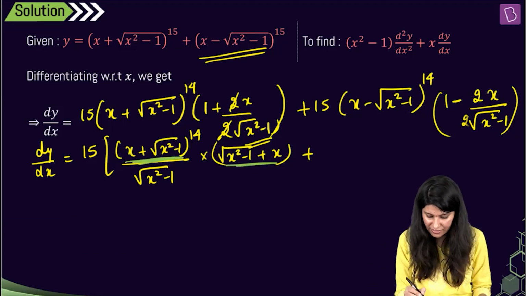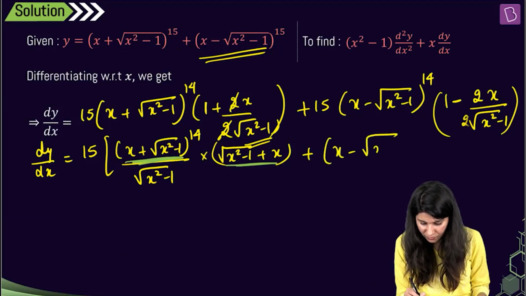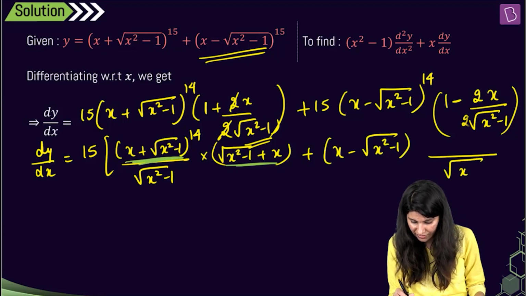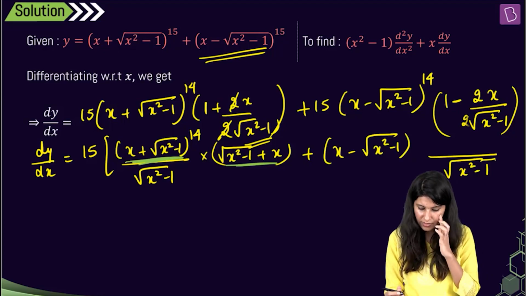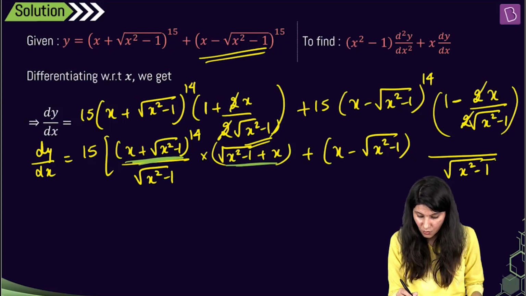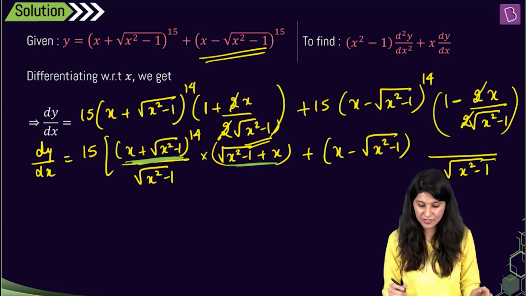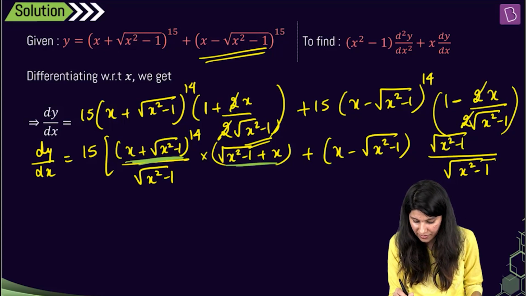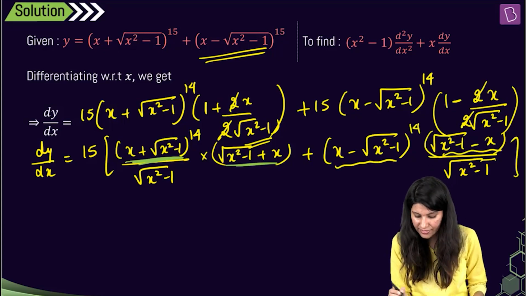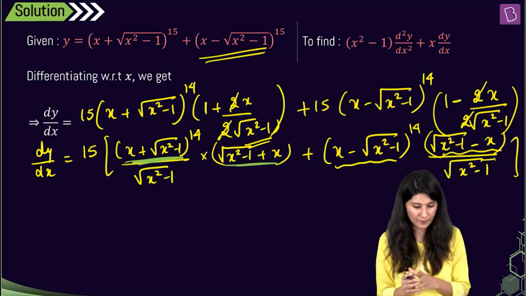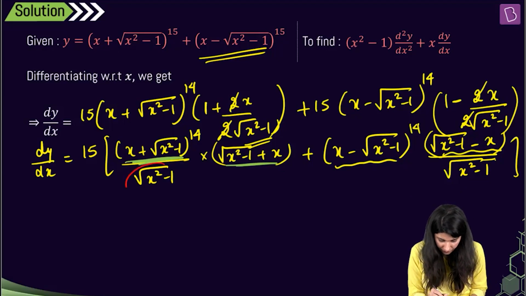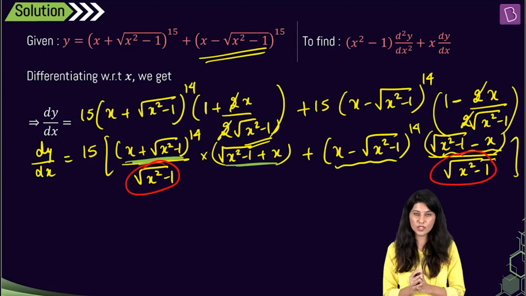Rearranging the next, 15 is anyway common. So x minus square root of x square minus 1. Then we have square root of x square minus 1. And then we have, okay, so 2 and 2 are gone. Okay, so this time we have a different thing. Square root of x square minus 1 minus x we have, and this is 14, right? So these two are not same, but we have opposite sign. Okay. So can you see that both the denominators are same? Right? Both the denominators are same.